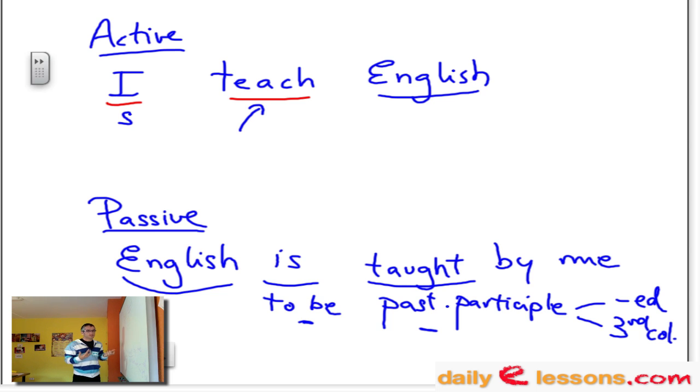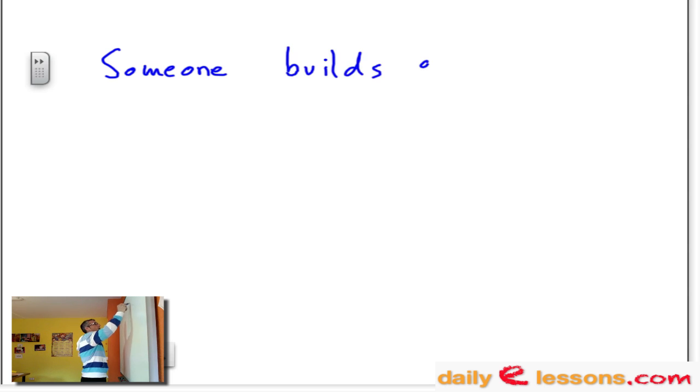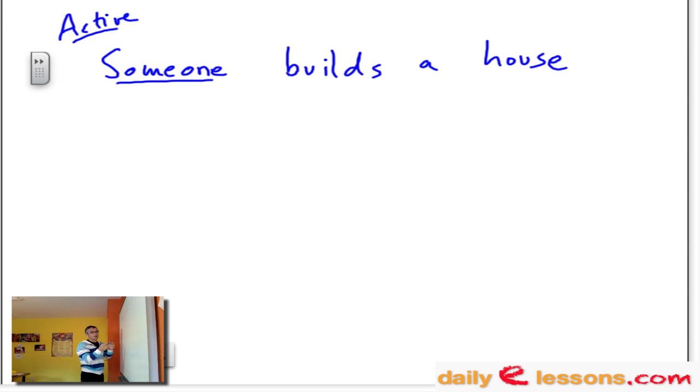So why do we have two different kinds of sentences? Why do we have active or passive? Let's take a look at these sentences. For example, we've got one action. First, an active sentence: someone builds a house. Okay? So this sentence is active, because this person, this subject, someone, does the action, builds the house, right?